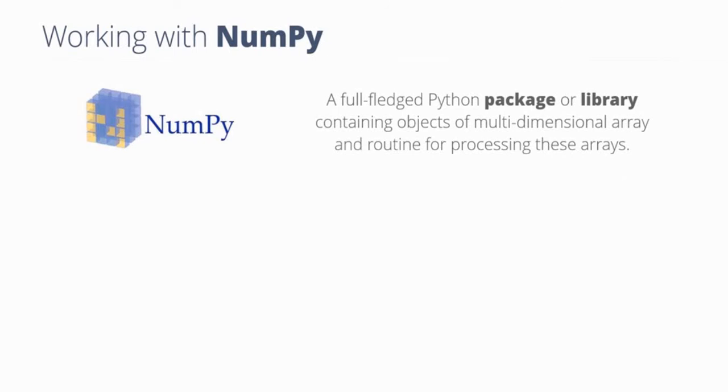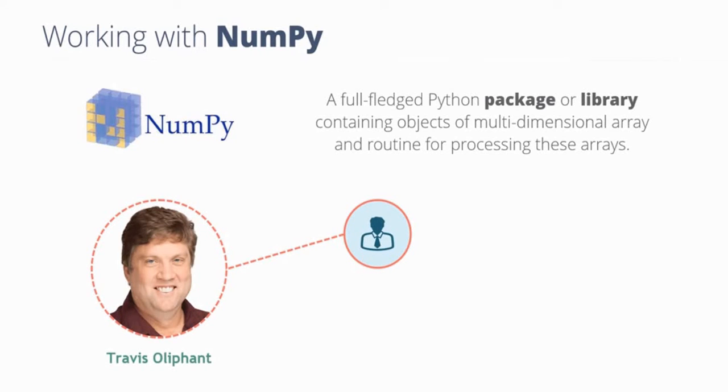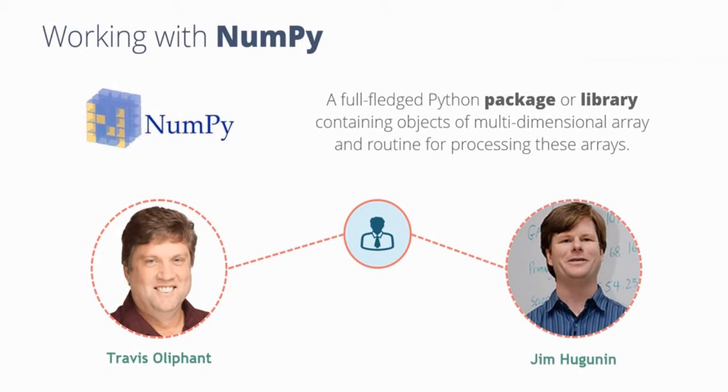NumPy stands for Numeric Python. It is a full-fledged Python package or library containing objects of multi-dimensional array and routines for processing these arrays. NumPy is an open-source project with many contributors, with Travis Oliphant as the primary creator of NumPy. It started in 1997, when Jim Huguenin developed Numeric, the ancestor of NumPy.